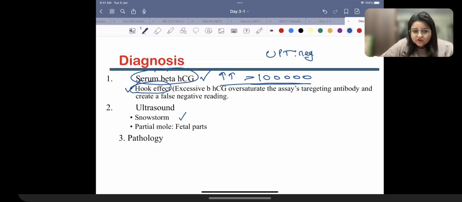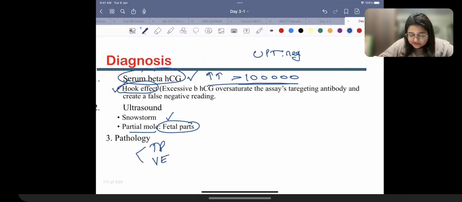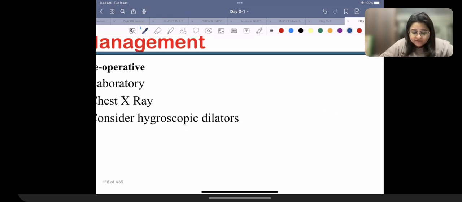On ultrasound you'll see a snowstorm appearance, and in partial mole you can see fetal parts along with the grape-like vesicle picture. Both things will be seen. Okay? And on histopathology, trophoblastic proliferation and villus edema. You'll see it in both, but in partial you'll see it in focal areas, and in complete you'll see it diffusely. Okay. Now, coming to management.